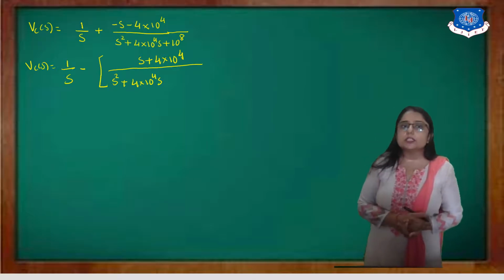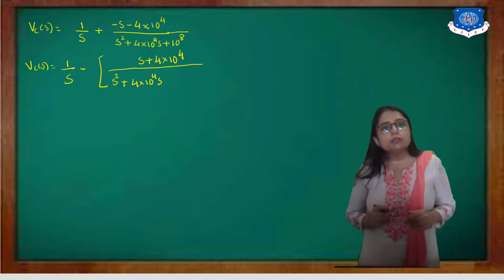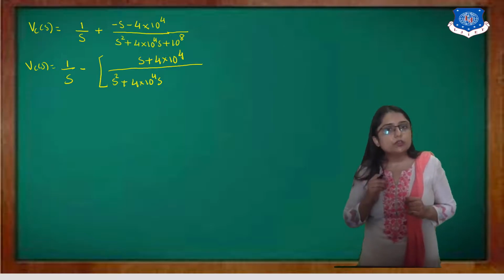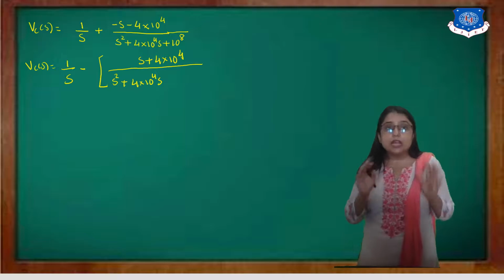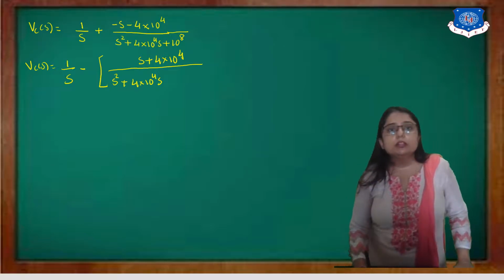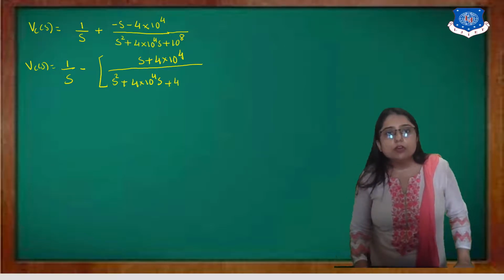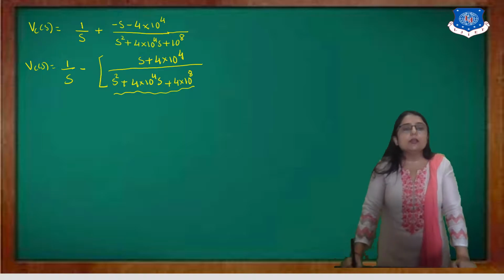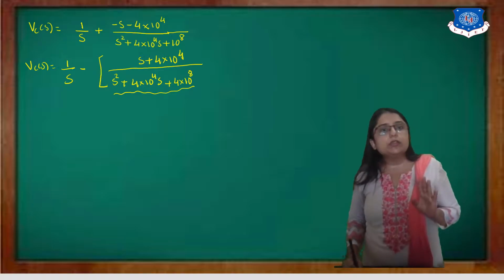So here my first term is a square. My second term is what? It is 4 into 10 raised to 4 s. So my third term, the last term, will become 4 into 10 raised to 8. Okay, so this will become a square plus 2ab plus b square.